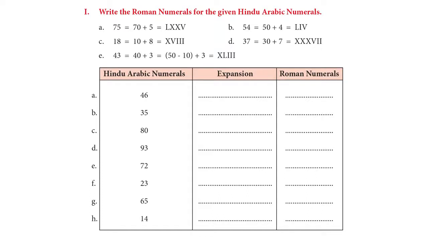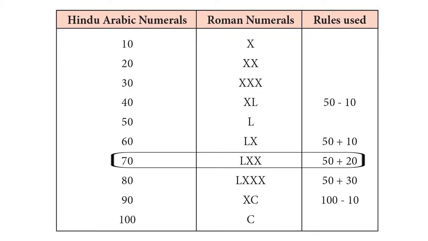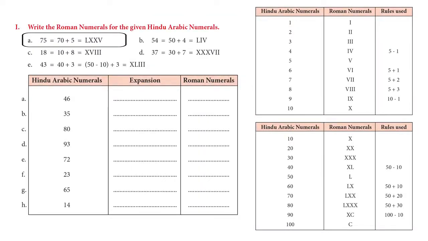Look at the screen, page number 71. Write the Roman numerals for the given Hindu Arabic numerals. So here, as I mentioned, expanded form is very important for you to write answers for Roman numerals as well. 70 plus 5. Let's go back to the table and see what is it for 70? LXX. That means 50 plus 10 plus 10. Okay, so keeping that in mind, we will write 50 plus 10 plus 10, that is LXX plus 5, that will make 75. Look at the rest of it, the examples that I mentioned here will give you a clearer picture how to write the Roman numerals.